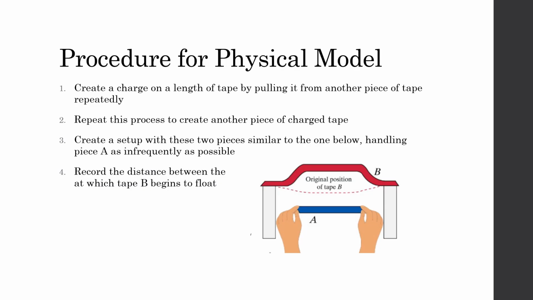To do this, we started by charging two pieces of tape by creating a length of tape and pulling it from another piece of base tape to allow electrons to move from one piece to another, and did this for two pieces of tape to create two pieces with equal charge. We also created a setup that looked like the figure below and to the right, and by moving tape A towards tape B, they would repel each other because they have the same sign of force, and we were meant to record the distance at which tape B begins to float.